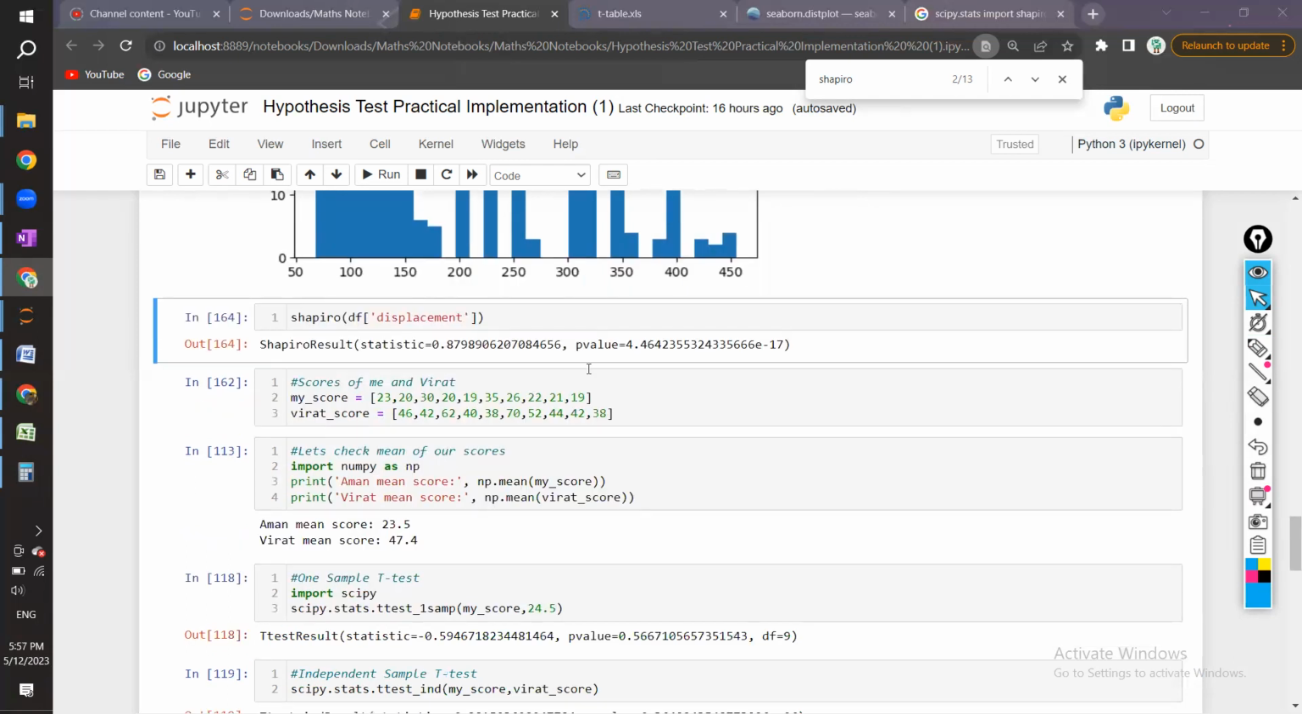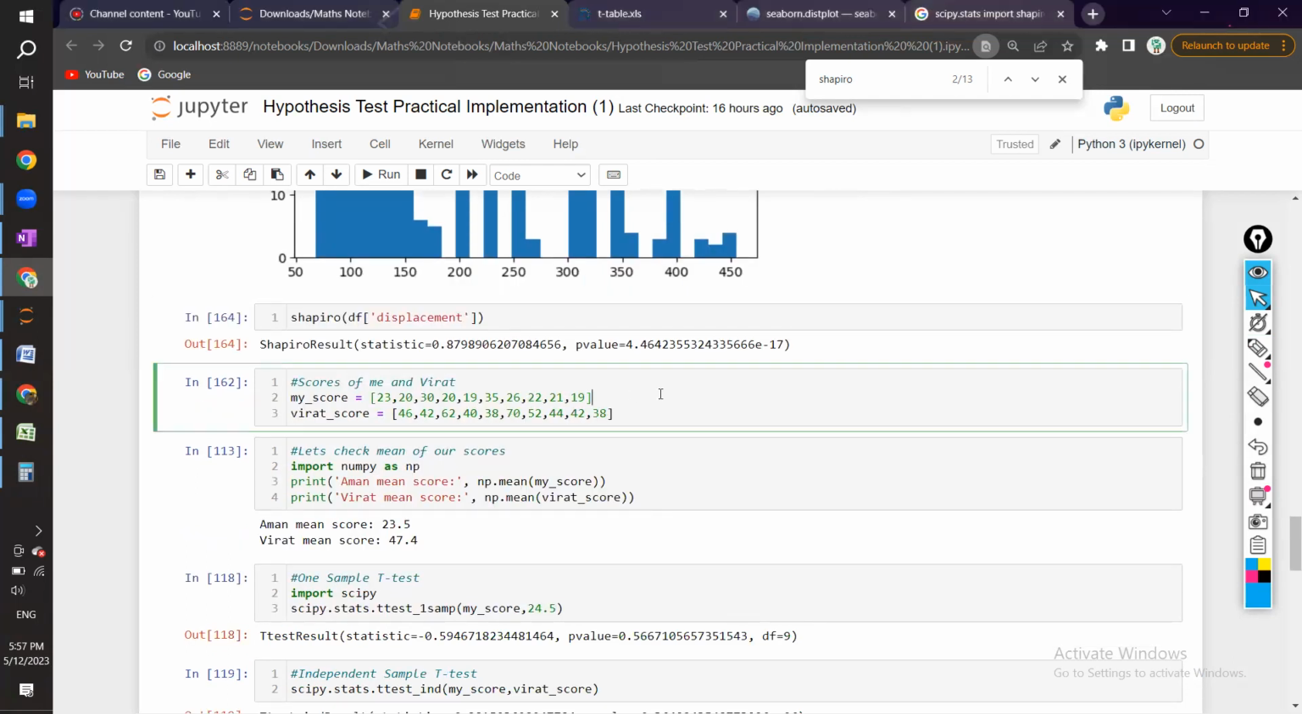Now, coming to a few more examples. Let's say these are different cricket matches and these are the scores. These are my scores and these are Virat Kohli's scores, just as an example. How many matches did we play? 1, 2, 3, 4, 5, 6, 7, 8, 10 matches I have played, and 10 matches here, and you can see these are the different scores in each match.